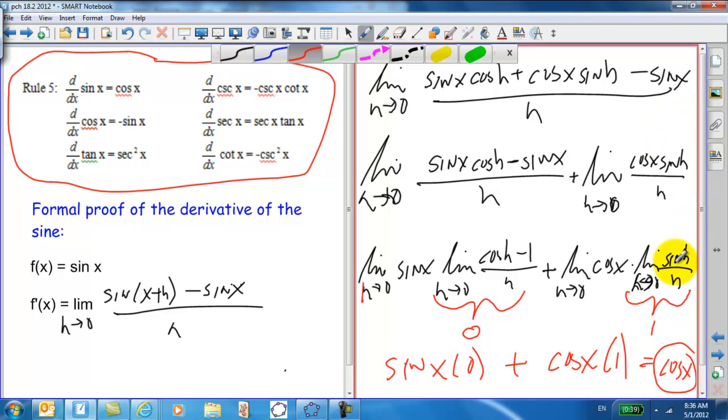And we didn't use the squeeze theorem. We used the squeeze theorem to prove this limit. So we used some of our special trig limits.